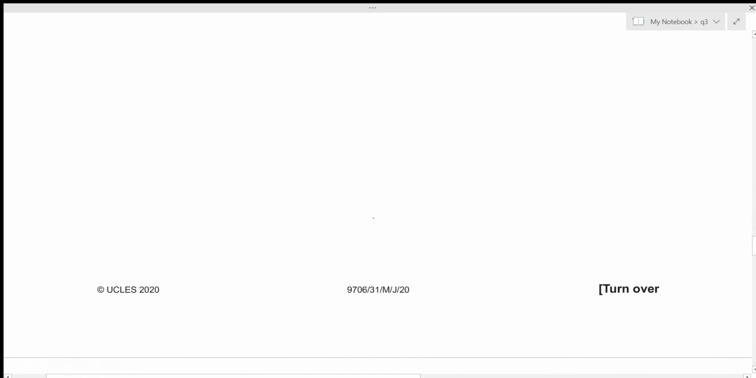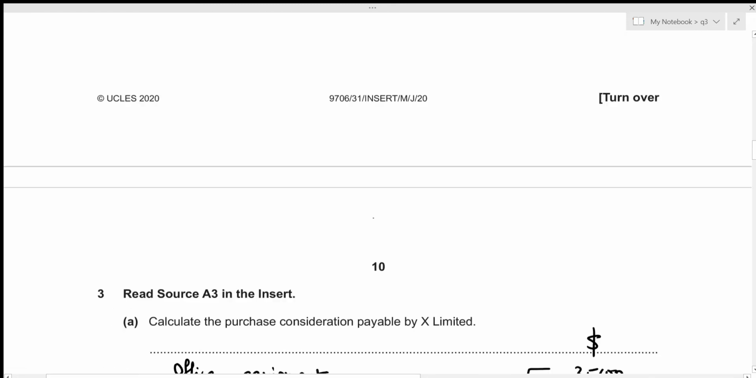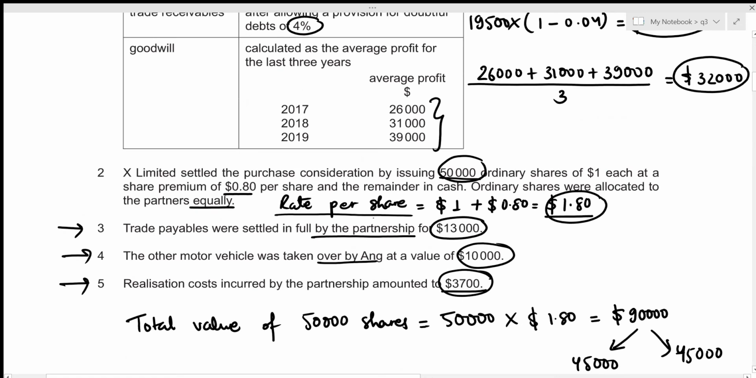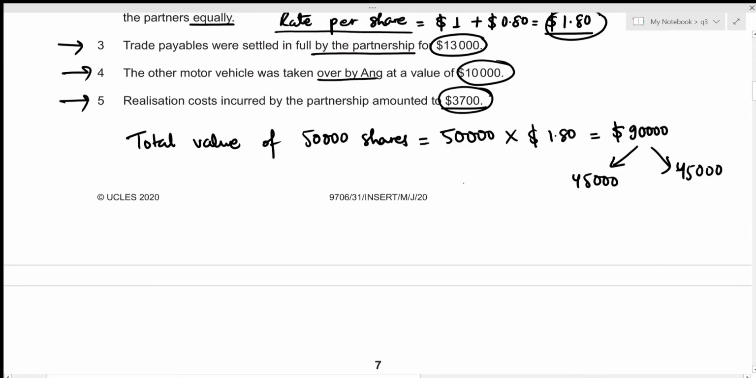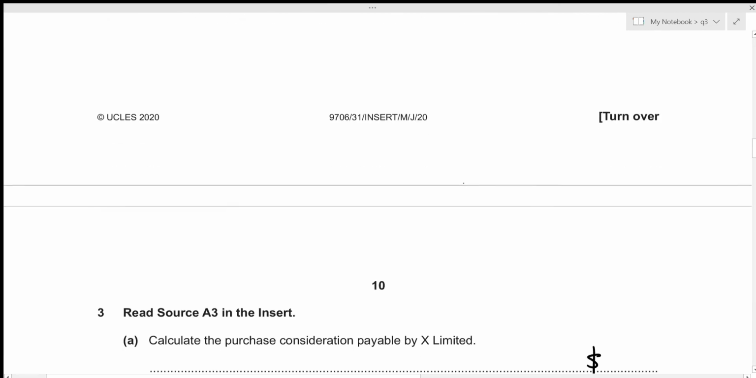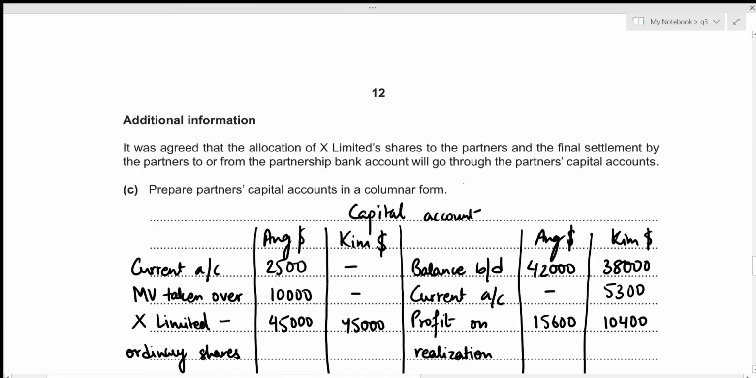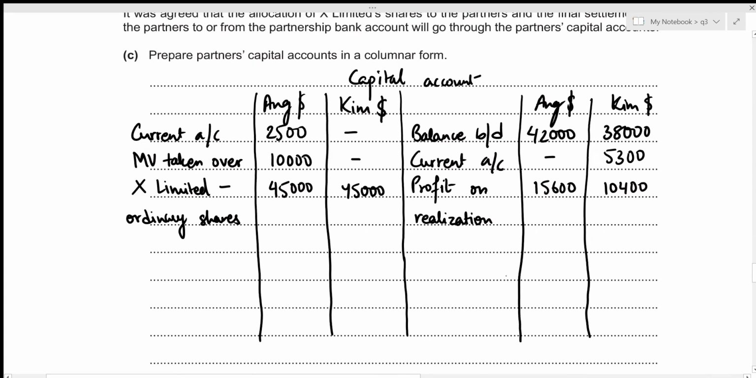Okay, let's have a look at the information again. We were also told something about cash settlement. Okay, X Limited settled the purchase consideration by issuing 50,000 ordinary shares of $1 each at the share premium of 0.80 per share and the remainder in cash, right? So there is the remaining balancing figure as well. So in order to figure that one out, we need to first figure out the total of our credit side for both the partners. Let's do that.